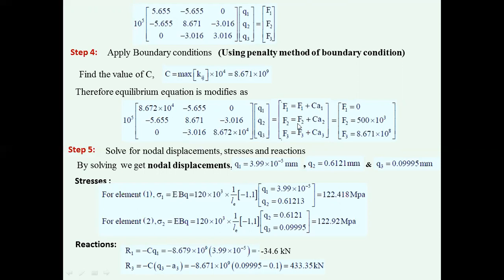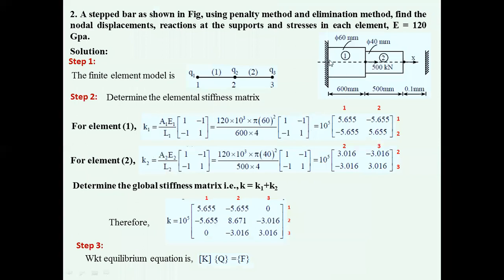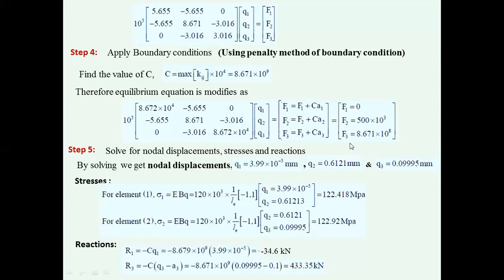Similarly, the force also gets modified. So F1 is written as F1 plus C times A1, F2 is written as F2 plus C times A2, F3 is written as F3 plus C times A3. So the load at node 1 is 0, the load at node 2 is 500 kilonewton, the load at node 3 is 0 kilonewton. So it is 0, 5 into 10 to the power of 5, 0 plus C times A1.